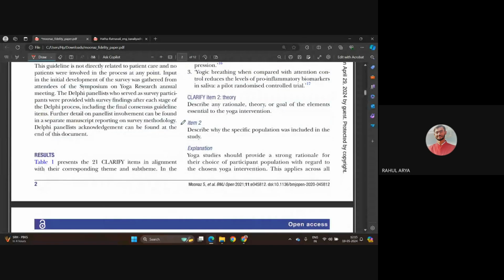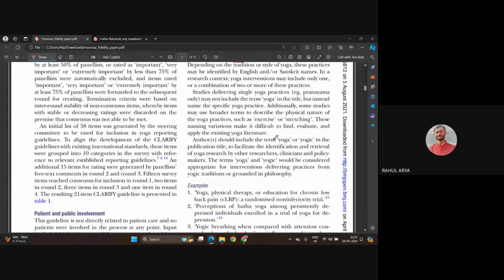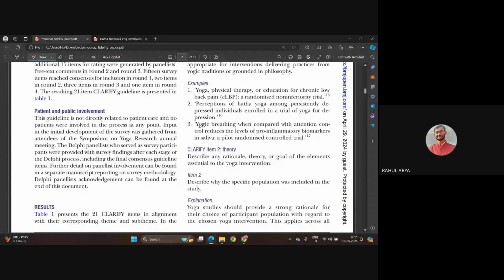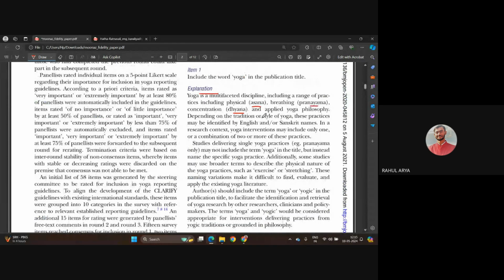Yes. And others also, every time yoga is not possible, but we can use asana, pranayama, dhyana. They also represent yoga. That also we can use. They are highlighting the yoga and yogic word, but every time this word is not feasible, as per my experience. So sometimes, if we are working on pranayama, we directly mention the effect of Bhastrika pranayama on that.